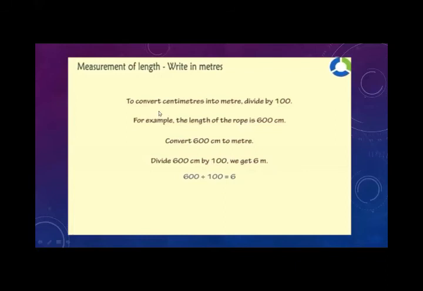Always remember that to convert centimeters into meters, divide by 100. For example, the length of the rope is 600 centimeters and you need to convert it into meters. We divide 600 centimeters by 100, so you get 6 meters.